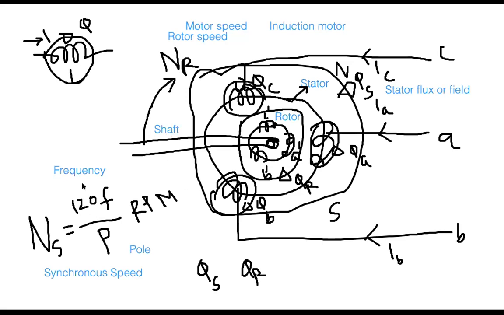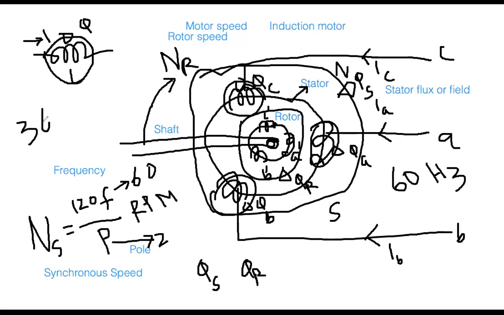For example, the applied voltage or applied current frequency is 60 hertz, and assume your pole number is 2. The minimum number of poles should be 2, at least one north pole and one south pole. So look at this equation: 120 times 60 over 2 gives 3600 RPM, revolutions per minute. This is the synchronous speed.